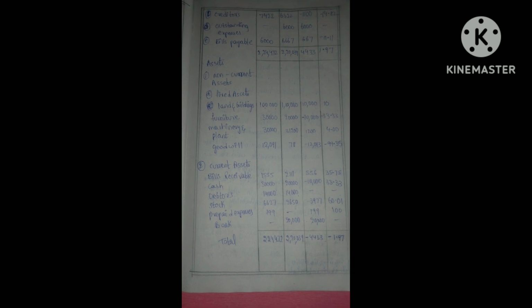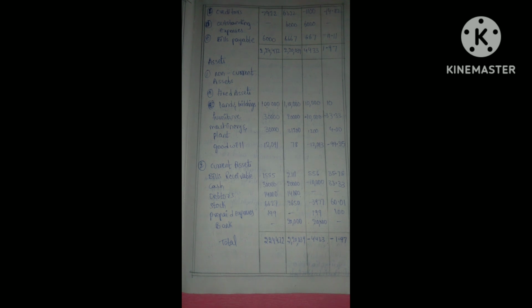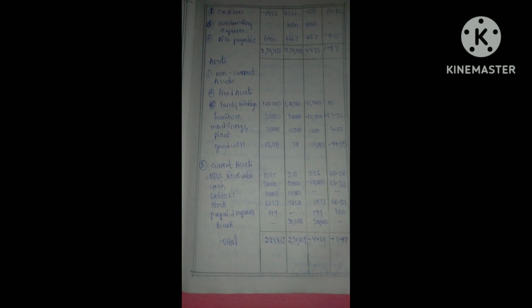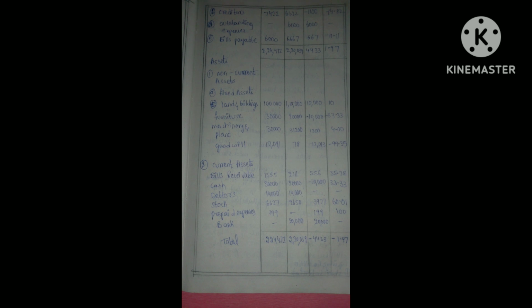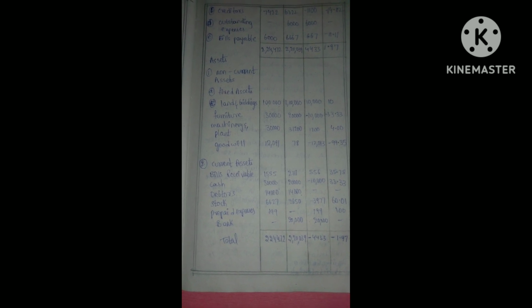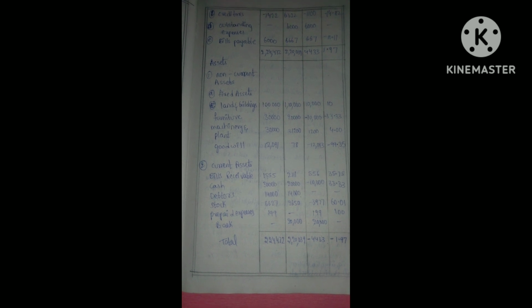Next we have outstanding expenses. So 6,000 minus 0 we will get 6,000 and percentage change is nil. And next we have bills payable. So 6,000 minus 6,667 we will get minus 667 and percentage change is minus 11.11. So now total the values. So we will get 2,24,472 and 2,20,039 and the absolute change is 4,433 and percentage change is 1.97.